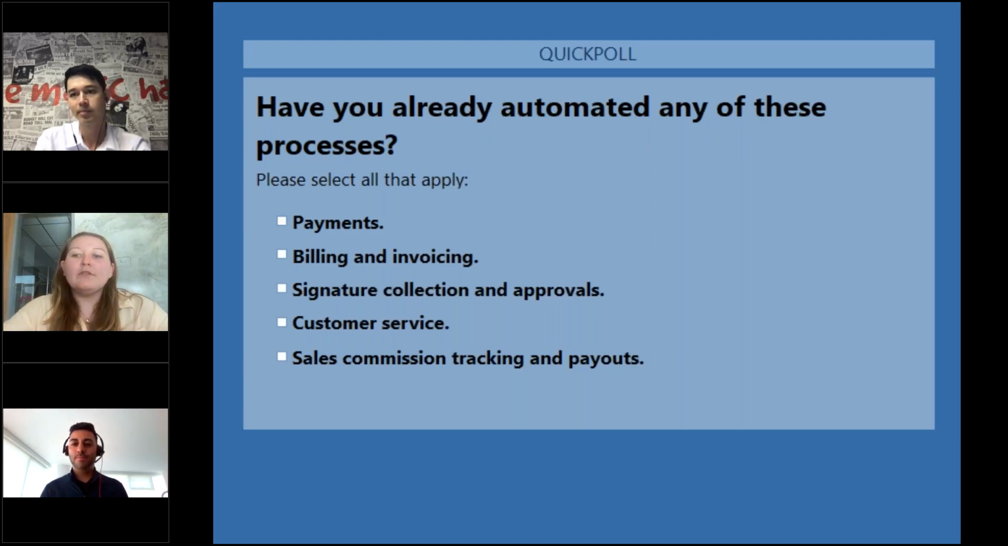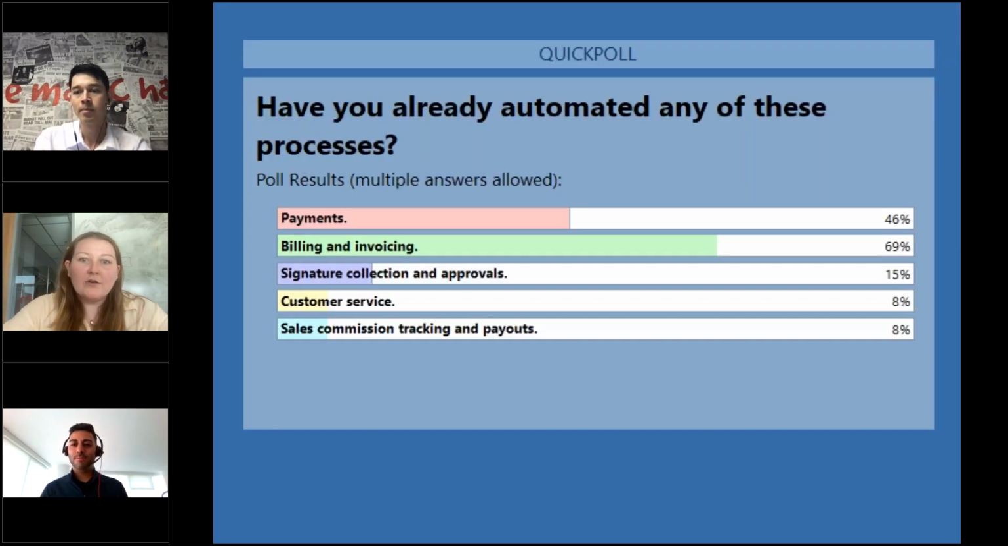It looks like most of you have voted, so we're just going to leave it open for a few more seconds and we'll share those results. Great, I'm going to close the poll and share that. It looks like a lot of you have leveraged automation around payments as well as billing and invoicing, so that's great. We're going to get into some more tips on that. And for the less popular workflows when it comes to automation, we also have some tips to share, so we'll get into those shortly.